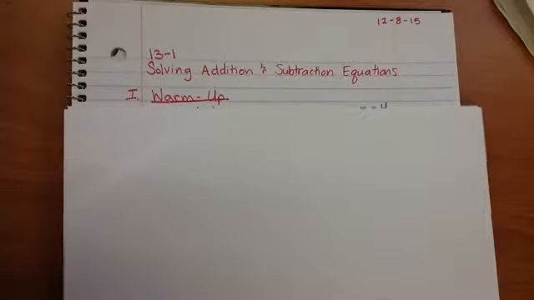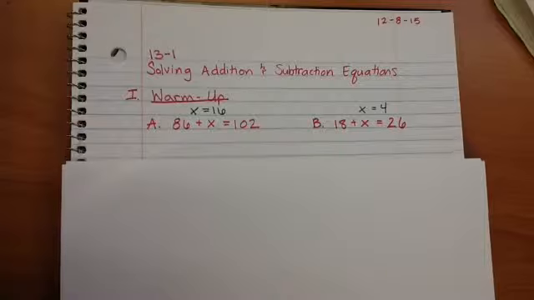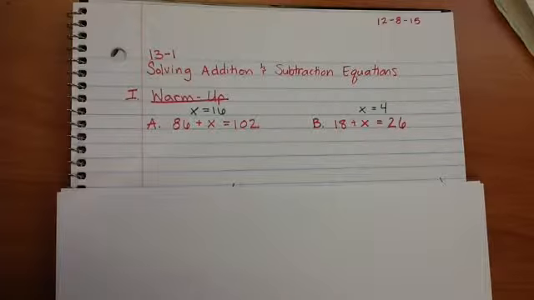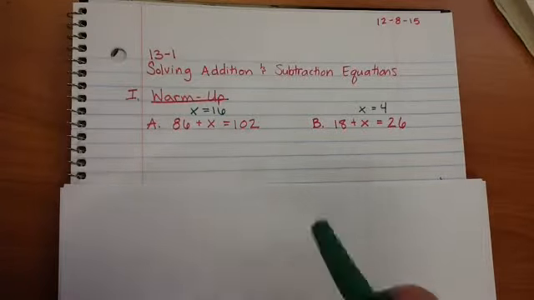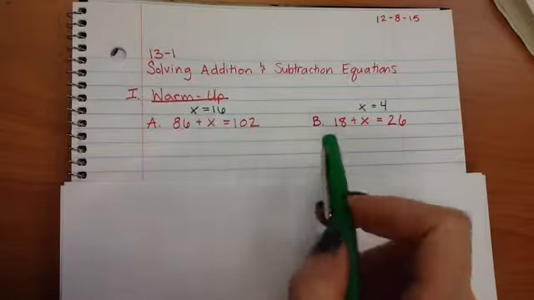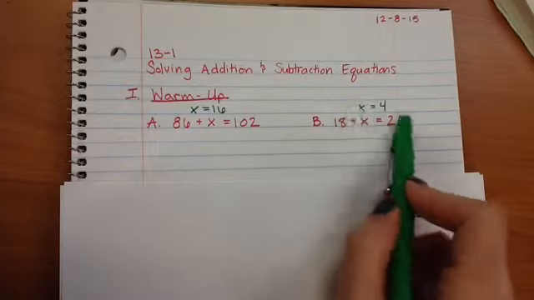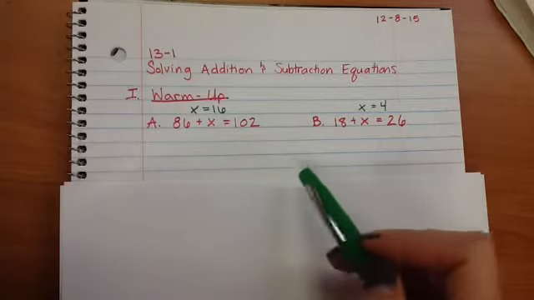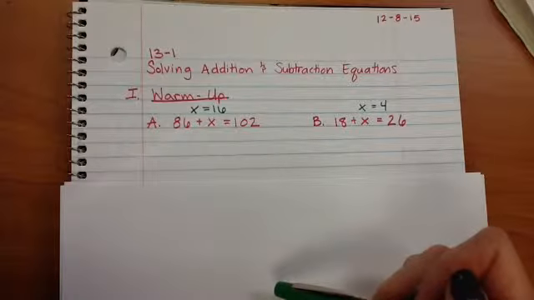We're going to start off this morning with a warm-up that you should be able to figure out. Please go ahead at this time and solve these two equations. 86 plus x equals 102, x equaling 16. And then for b, you're going to be solving 18 plus x equals 26, where x equals 4. So you're substituting x for a number right now. Go ahead and pause the video and solve those right now.